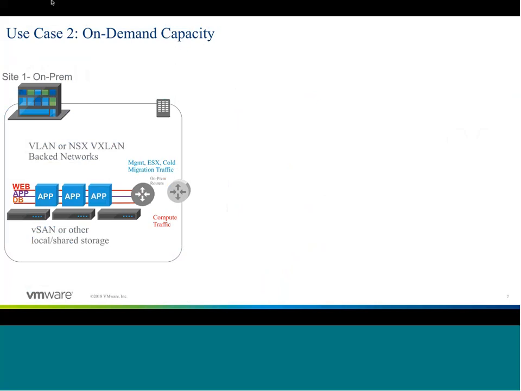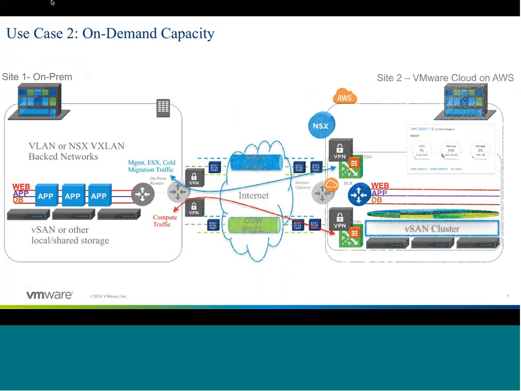Second use case is on-demand capacity. You may be running low on capacity on-prem. Well, you can simply, with the click of a button, deploy VMware Cloud on AWS and an SDDC, and then you can leverage the different connectivity options, IPsec, L2 VPN, Direct Connect, and deploy those workloads in the cloud.